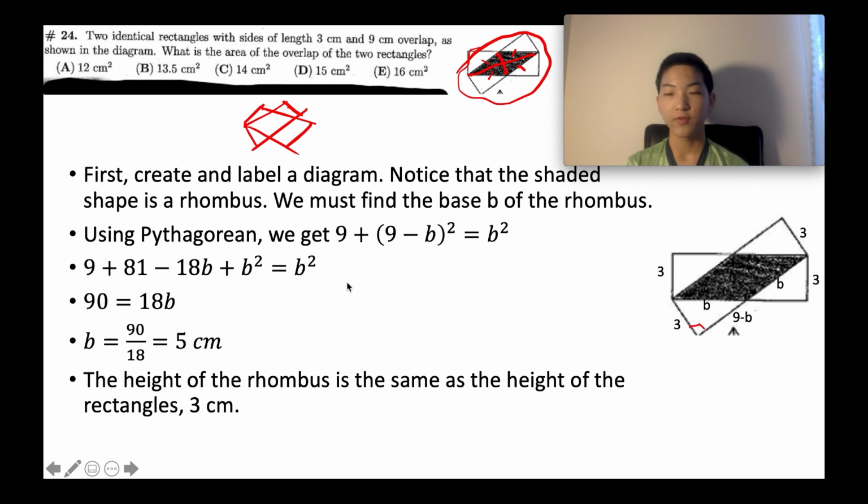The easiest way to find the area of the rhombus from knowing b is to use base times height. So in this case, height would be the line drawn down here. It's the same as the height of the rectangles, which is just 3. So thus the area is 5 times 3, which is equal to 15 centimeters squared.